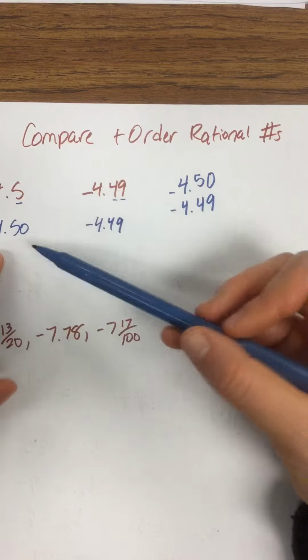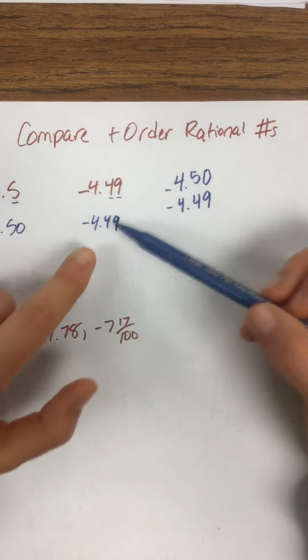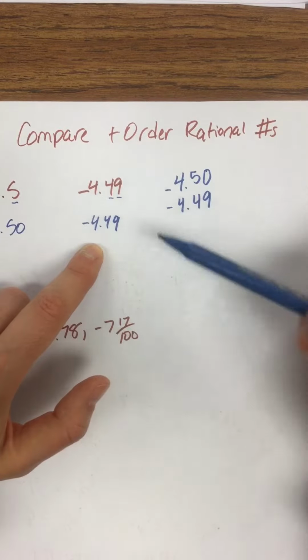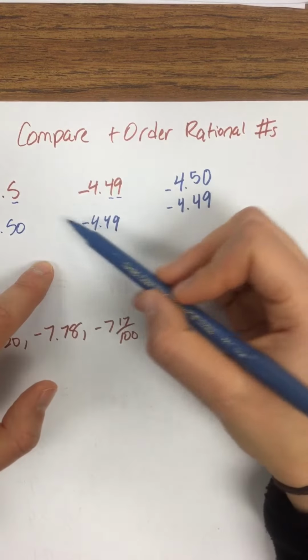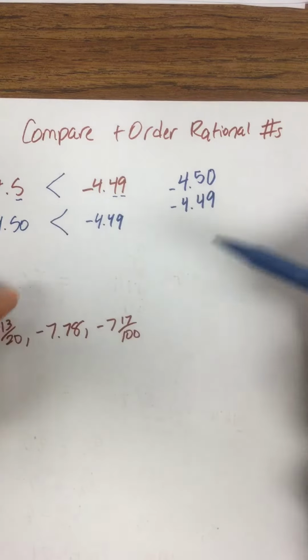Well, if I think of that like owing money, would you rather owe $4.50 or $4.49? $4.49 because it's less money that I owe. So that's going to be the greater number. It's closer to 0.